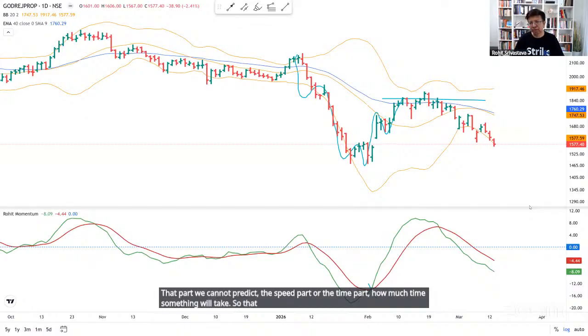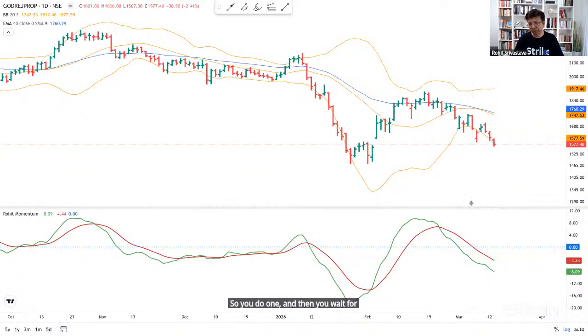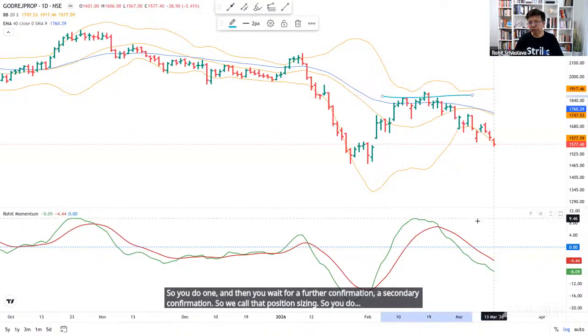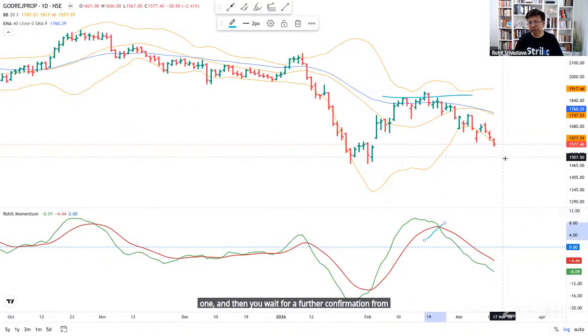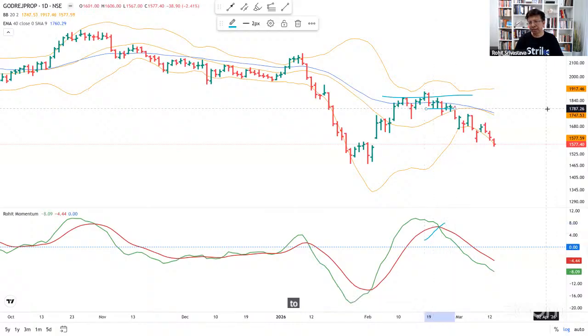So that is where position sizing comes in, because you always feel FOMO, ki, "Arey, gir gaya to miss ho gaya." So you do one and then you wait for a further confirmation, a secondary confirmation. So we call that position sizing. So you do one and then you wait for a further confirmation from either the RMI or from a lower high to add the second position.